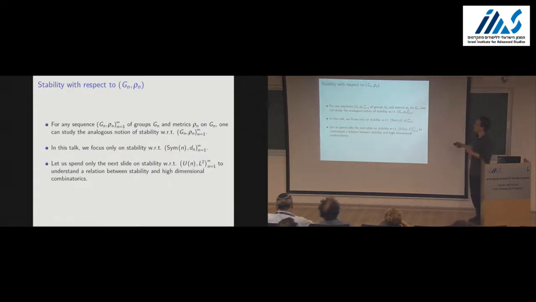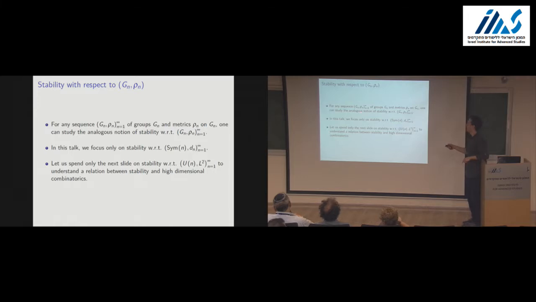I'm going to spend 2 slides on a more general concept and then go back to the symmetric group. So far, I only considered almost solutions and solutions in the symmetric group. But I can do the same for any sequence of groups with metrics. I can define what a solution is and what an almost solution is. They can be completely unrelated groups. The distance should be normalized, but you don't have to for the definition.